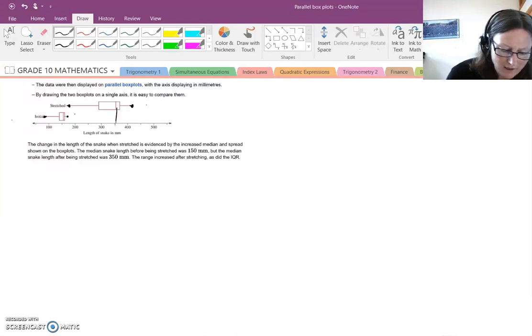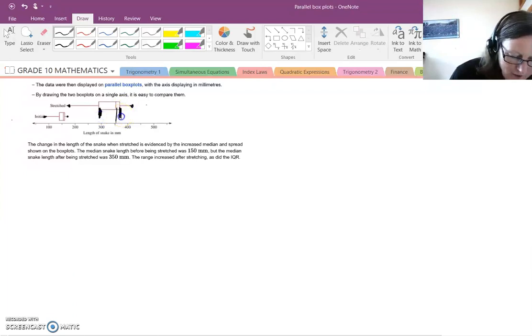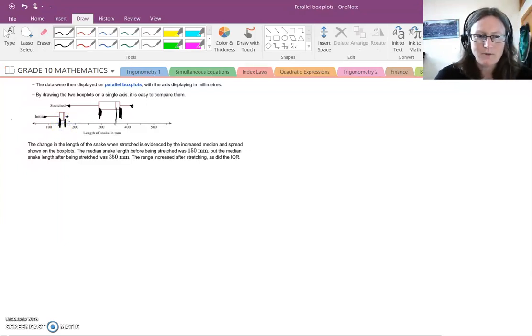The IQR is the difference of Q1 to Q3. So the IQR is that distance, that difference in scores for the stretched snake, and it's a much smaller IQR for the initial length of the snake. So parallel box plots enable us to make comparisons between sets of data.